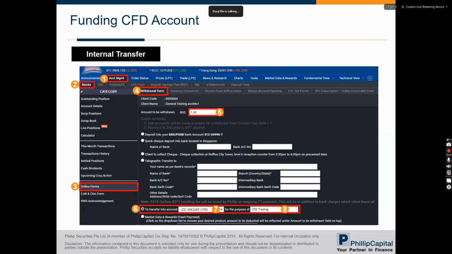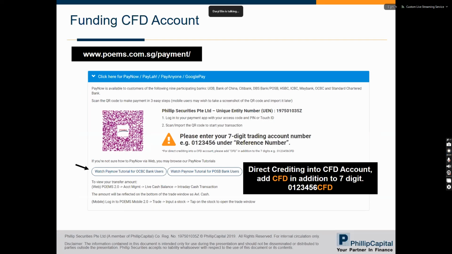For internal transfer, you can click on account management, stocks, online form, withdrawal form, to transfer from, then enter the amount. Otherwise, you can do a PayNow transfer. You can watch the tutorial. For direct funding into CFD accounts, kindly add CFD at the back.